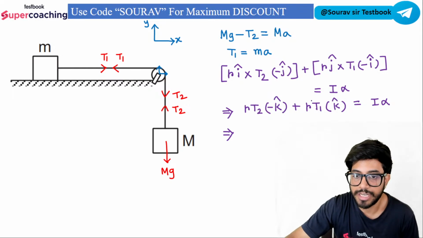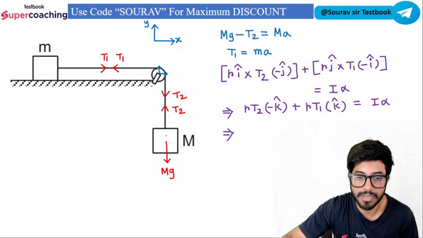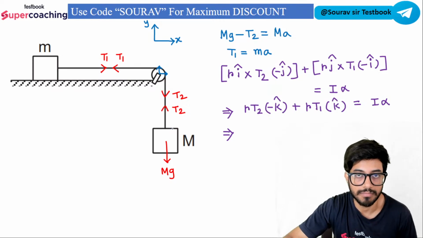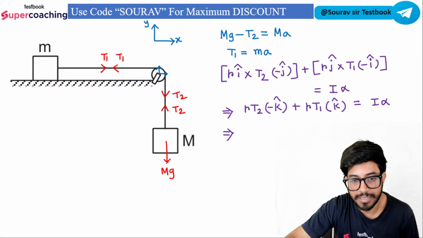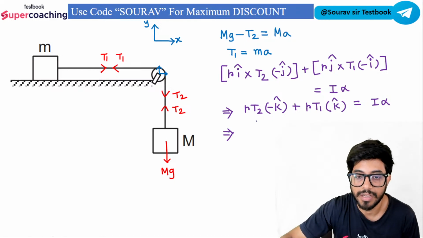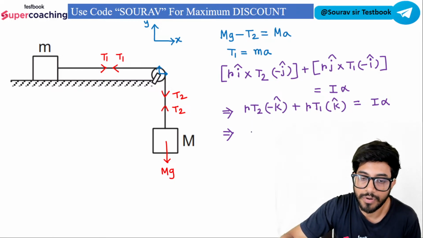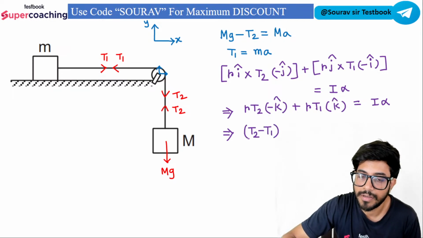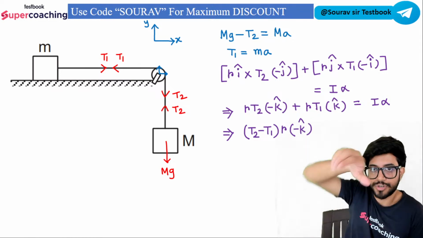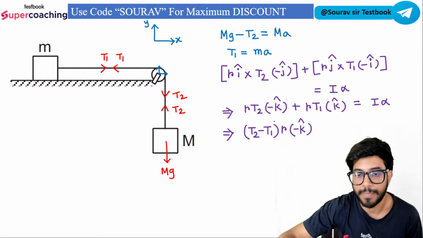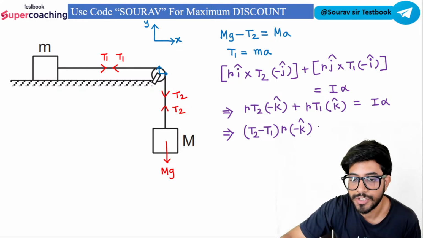We know T2 is greater in magnitude than T1, because the string is coming in the downward direction on the larger mass side. So T2 is greater than T1, and T2 minus T1 will be positive. So I can write T2 minus T1, which is positive, into R into minus K cap. Minus K cap means the net torque is acting into the plane of the page. That means the pulley should rotate this way.